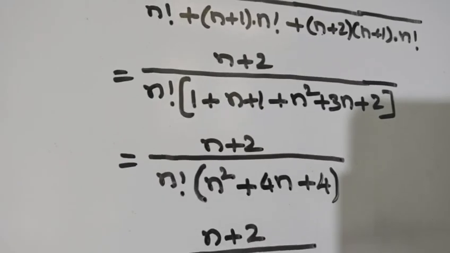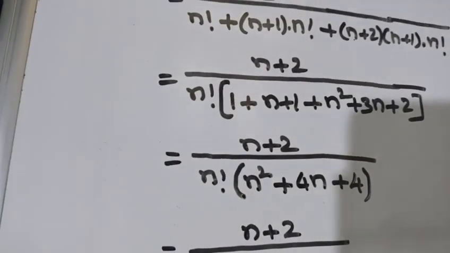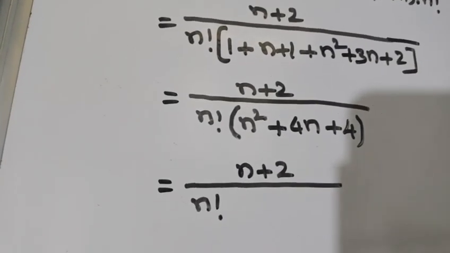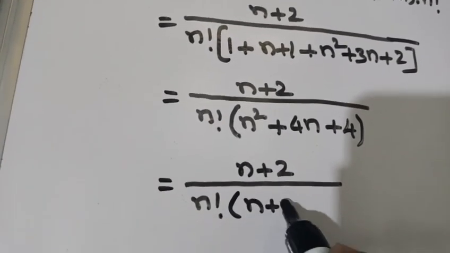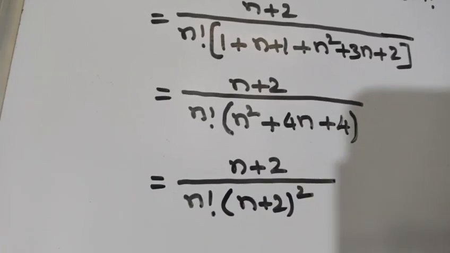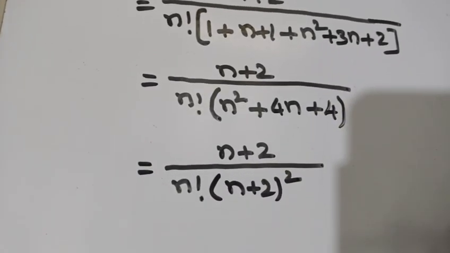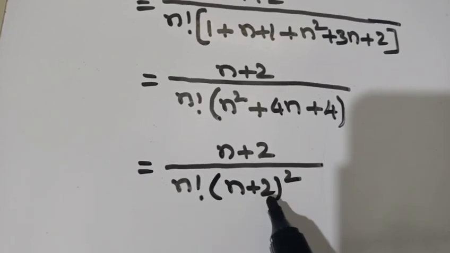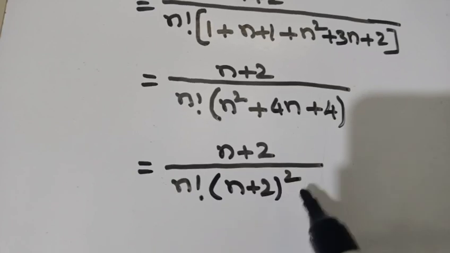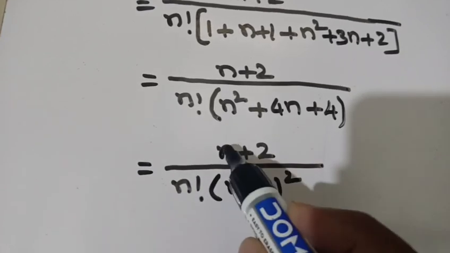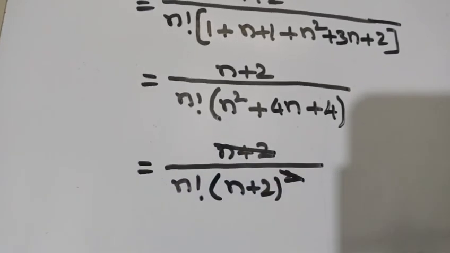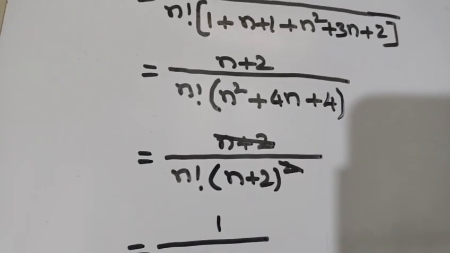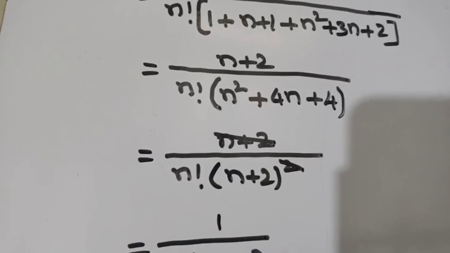So I can simplify and cancel one n plus 2 with the other n plus 2. So this is n plus 2 whole square, and n is not minus 2. If n is minus 2, then this n plus 2 becomes 0. So n cannot be minus 2. n starts from 1 onwards. So therefore I can cancel n plus 2 with this n plus 2. Then I have 1 by n factorial times n plus 2.